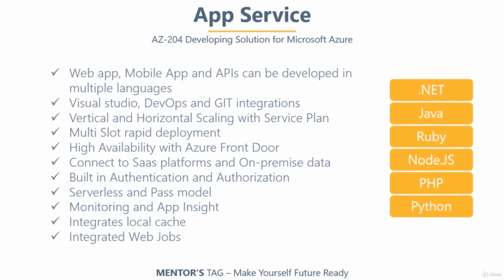This application can have multiple instances running at the same time, and you can get the high availability of this thing across different regions using a feature like Azure Front Door. You can connect with existing SaaS platforms or maybe the data which is running on your on-premise servers. You can also take care of securities with respect to authentication and authorization. You can take care of this thing with either pure platform as a service model, or if you want to convert this thing into a serverless architecture, you can do that also.